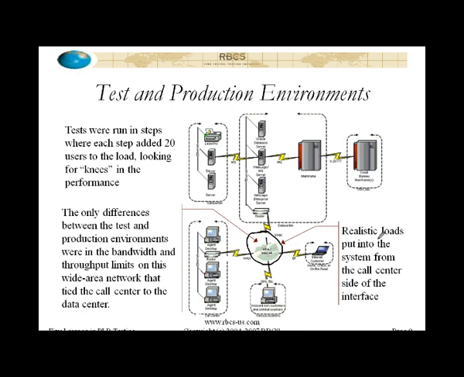So we set up the environment. We ran loads into the system from the call center, coming in through the call center into the system there, and we ran the tested steps. So each step added under 20 users, and what you're looking for is what's sometimes called the knee in the curve, or the hockey stick. And if you've not heard that phrase before, I will show you a little bit later what that looks like. That's basically the place where you hit the nonlinearity in performance degradation, and the system really goes downhill fast.